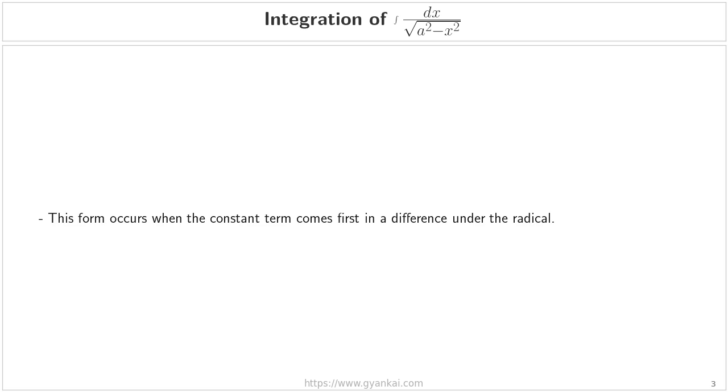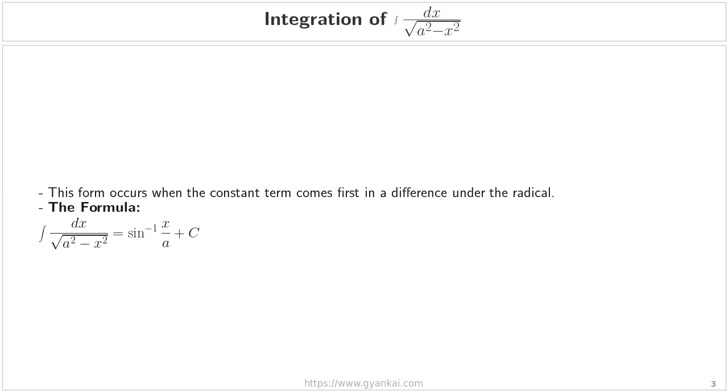This slide focuses on the integral of 1 over the square root of a squared minus x squared. Now, remember from the previous examples, the arrangement of terms under the radical is important. This form, the integral of 1 over the square root of a squared minus x squared, arises when the constant term appears first in the difference under the radical.